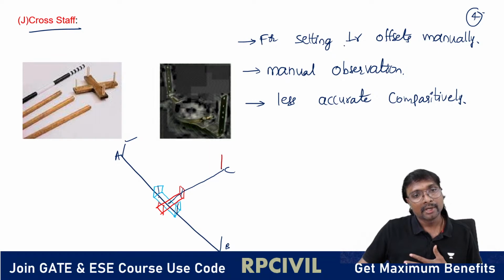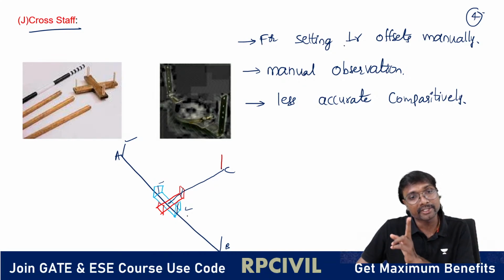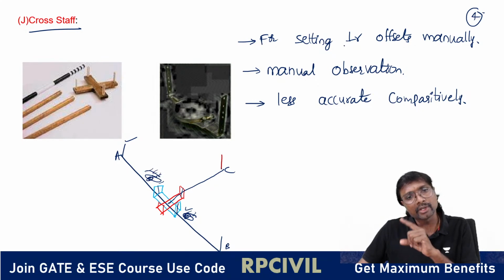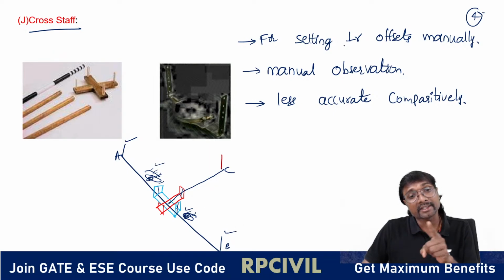So this vertical hair and this vertical hair must be following which ones? This A and B. If you are looking from here, A must be visible, and if you are looking from B, that B must be coinciding with the crosshair. If you are looking from here, the crosshair must be coinciding with the ranging rod, and if you are looking from the left hand side, the other crosshair must be coinciding with the ranging rod at B.